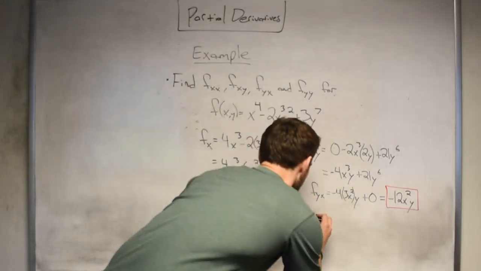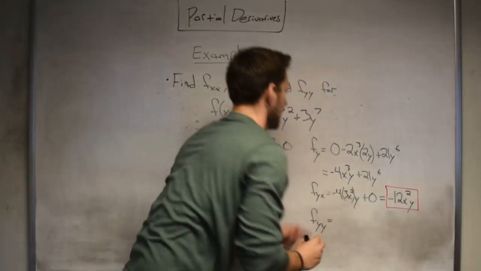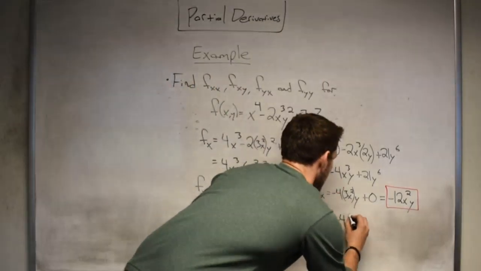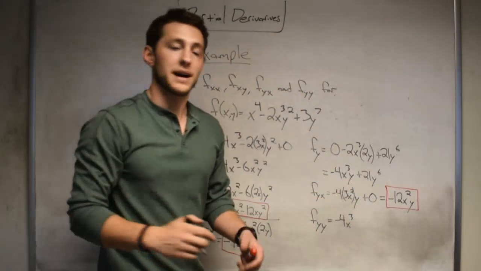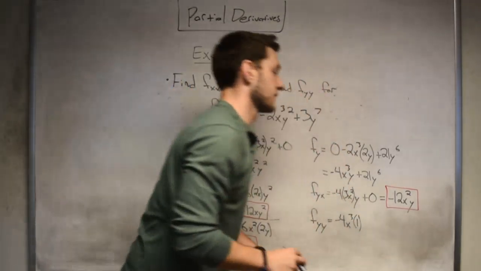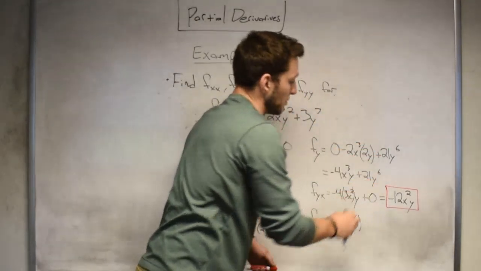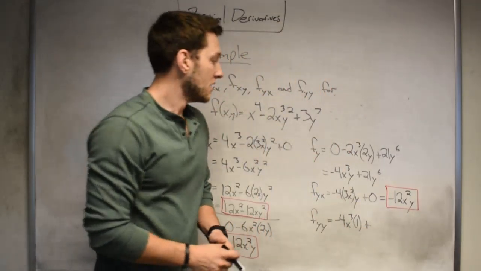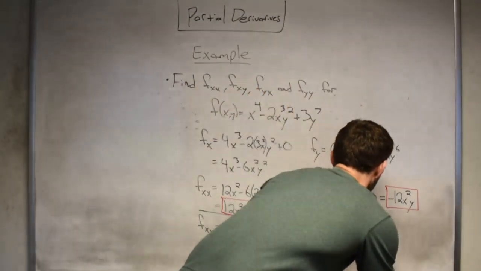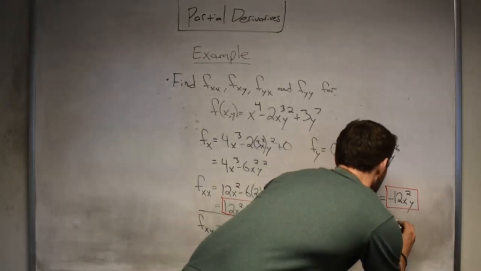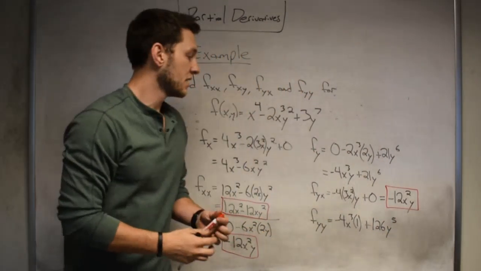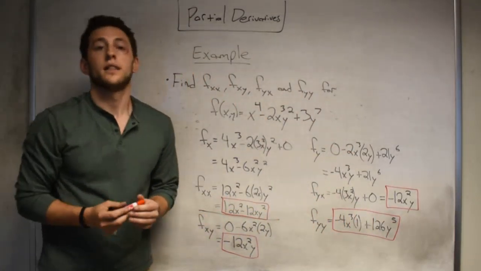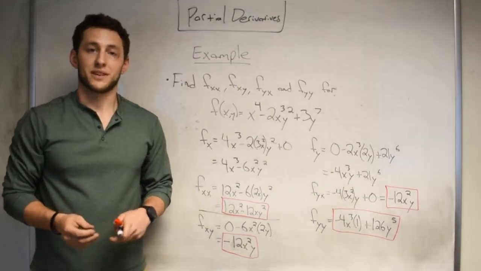Lastly, to find f sub yy, derive f sub y with respect to y. Copy down the non-y terms, negative 4x cubed, and then derive the y term, times 1. In the right hand, 21y to the 6th, derive that regularly as we are deriving with respect to y. What we'll end up with is 126y to the 5th power. This will be f sub yy. That's how we're going to be able to find our second order partial derivatives.